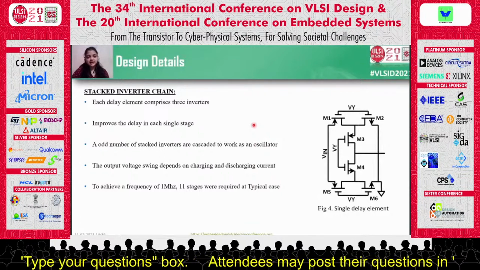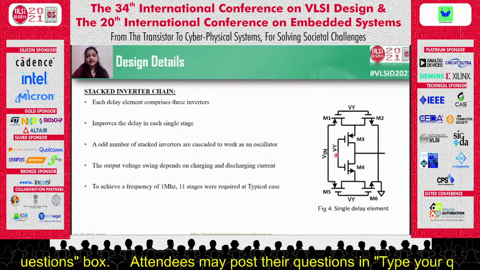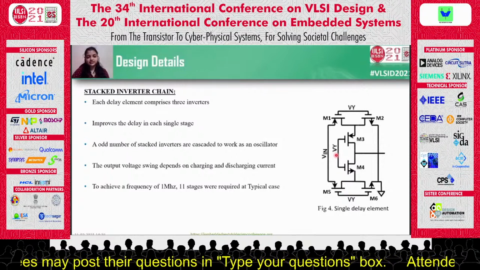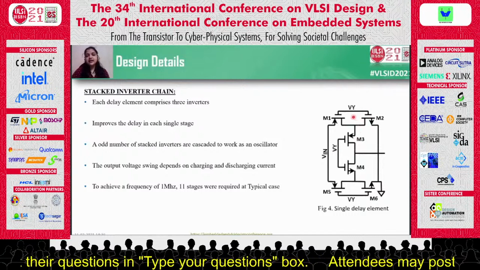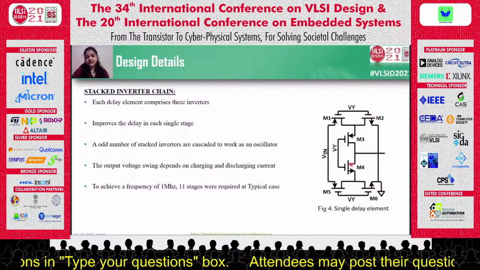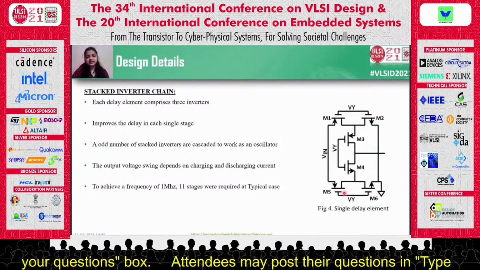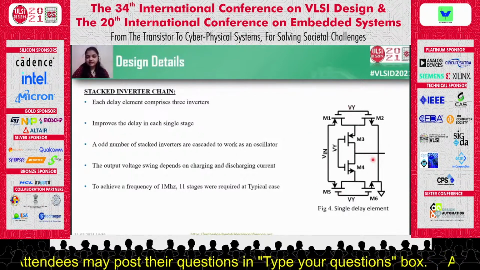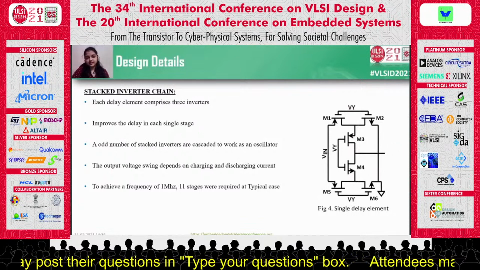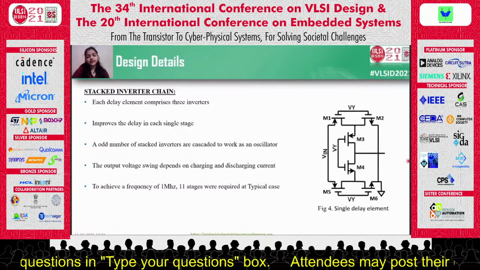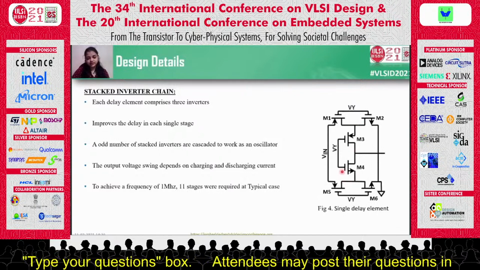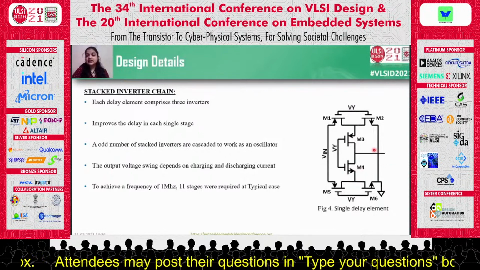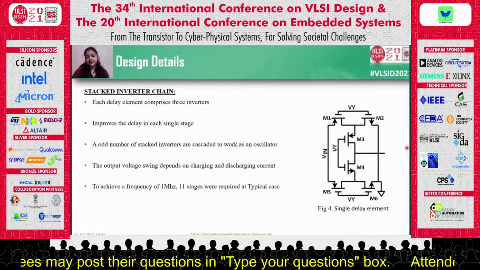The next block is the stacked inverter chain. Here is the single delay element of the stacked inverter. This is the core block of the architecture. Each delay element comprises of 3 inverters. This improves the delay in each stage and also enhances the gain, as there are 3 inverters here. An odd number of stacked inverters are cascaded to work as an oscillator. Here, the output voltage swing depends on the charging and discharging current. In order to achieve a frequency of 1 MHz, 11 such stages were required at typical case.